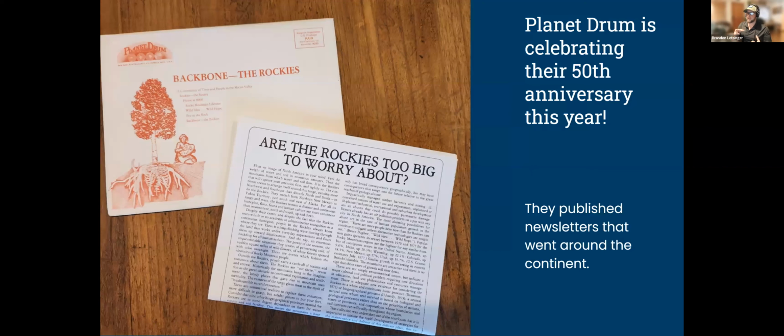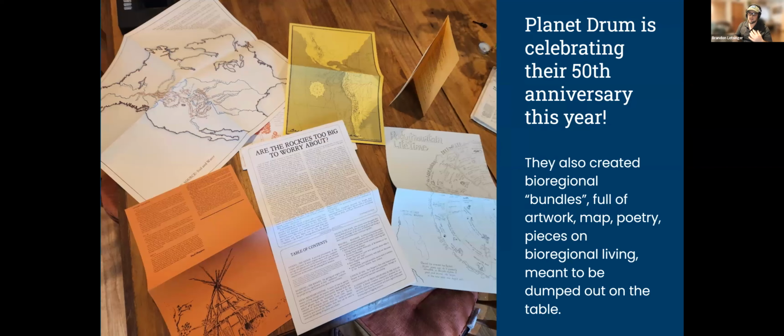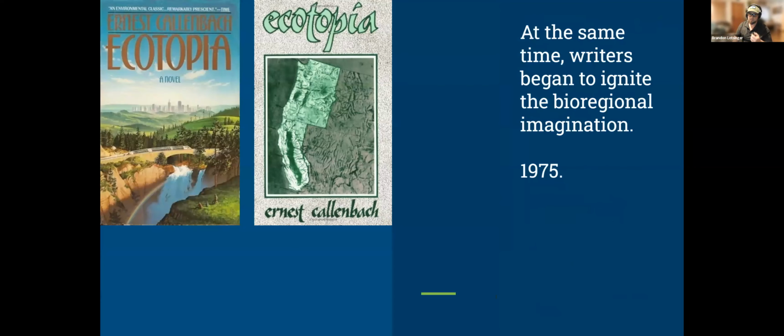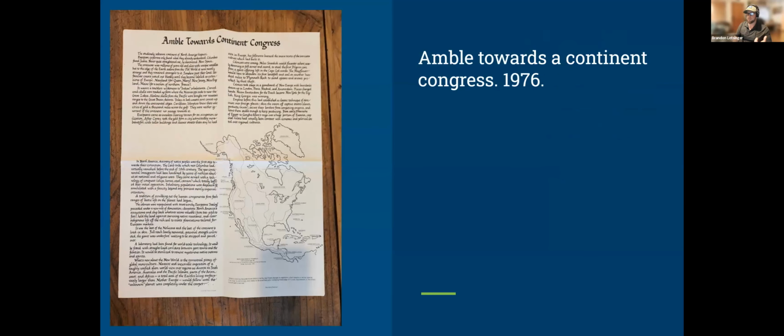The medicine wheel, for example, was shared in the backbone, the Rockies. And these ideas really went around the continent, and from there, I think out to Italy and other places. And so it created these little pockets of bioregional thinking, bioregional planning, where people started to create their own maps and their own stories of place. At the same time, writers and poets, Gary Snyder, Ernest Callenbach, Ecotopia, really started to ignite this bioregional imagination.